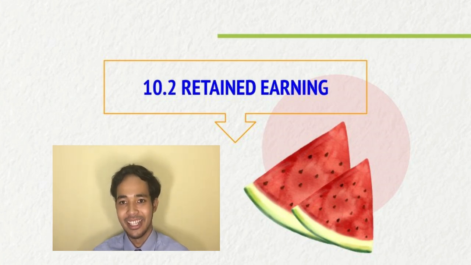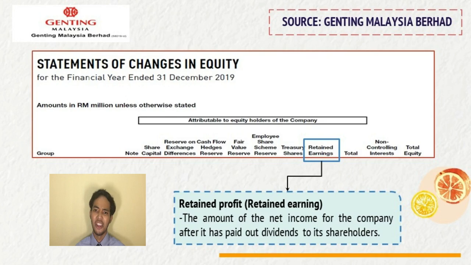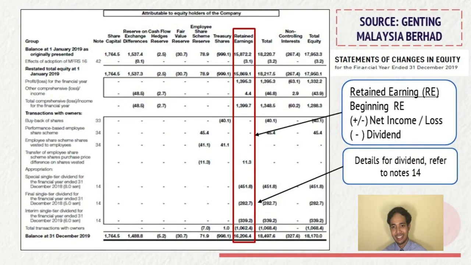As we know, retained earning is a revenue reserve. But how do we get retained earning? The formula is beginning retained earning plus net income or minus loss, minus dividend.